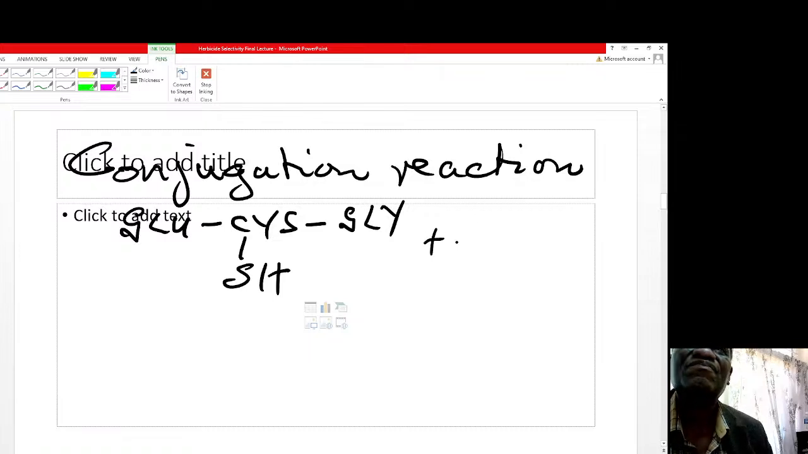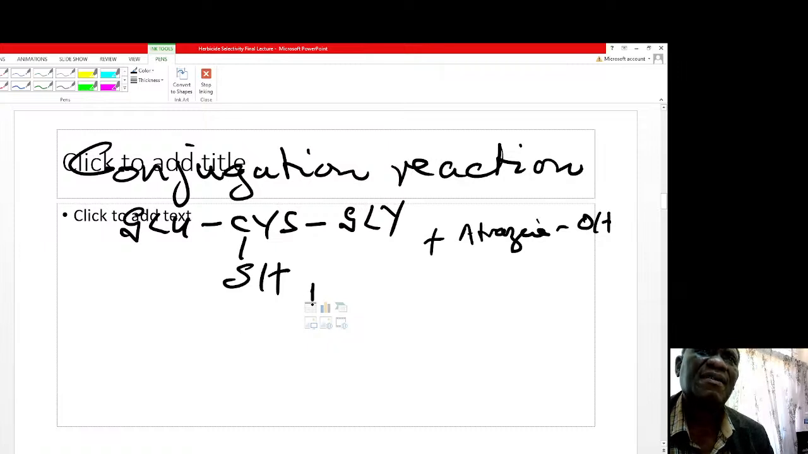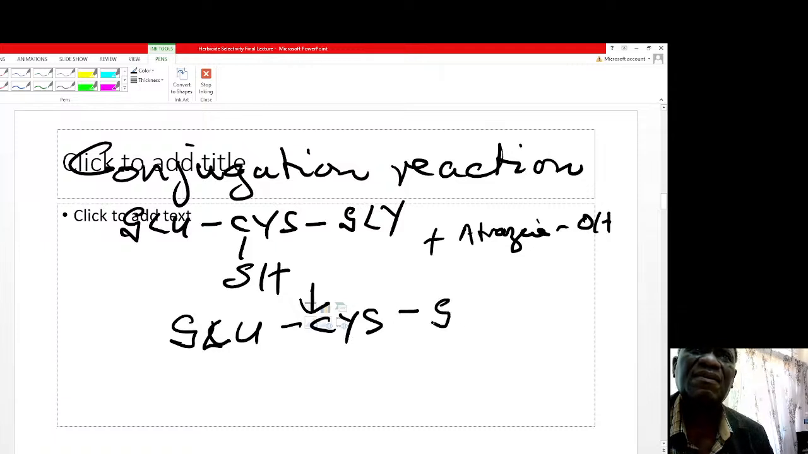This is atrazine with the OH. Now we have glutamate, then the S, the sulfur, is now joined to the atrazine.